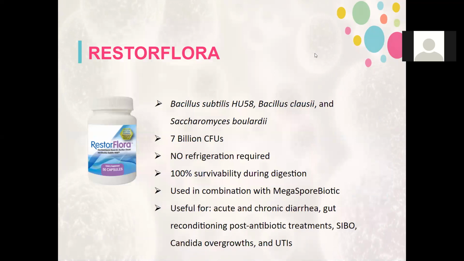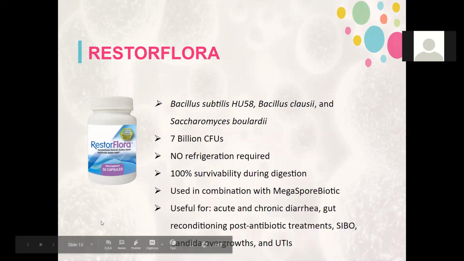Then we would take the 1 spore probiotic, HU58, and graduate them to a 2 spore probiotic, which is in Restore Flora. This also has Saccharomyces boulardii. This is also very effective if you don't know how someone is going to handle Megaspore and don't have time to titrate them, but they are on an antibiotic or recovering from an antibiotic. This is very helpful.